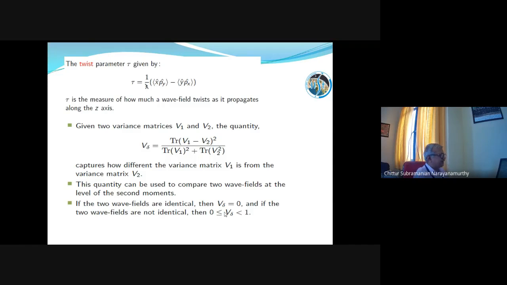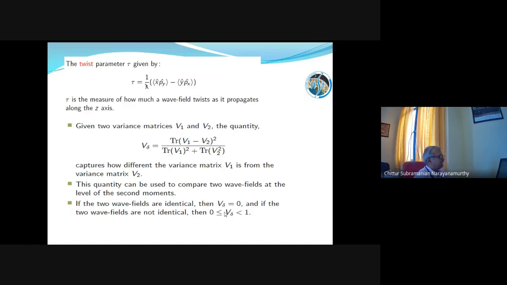So we can measure the twist of the light beam as it propagates along the z direction, if you know the variance matrix elements with respect to the turbulence effect. Whether the turbulence really gives the wave field a twist or not, we can measure it. In fact, when light propagates through atmospheric turbulence, it can behave like a different type of twisted beam, which we are exploring. Depending upon the strength of the turbulence, one can understand the twist of the light beam.